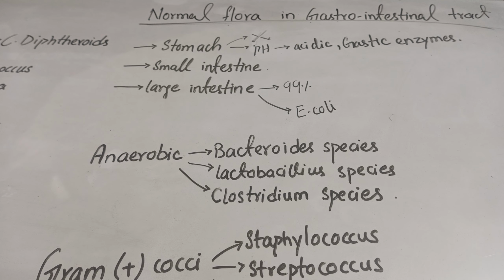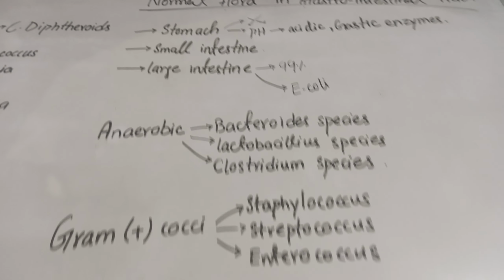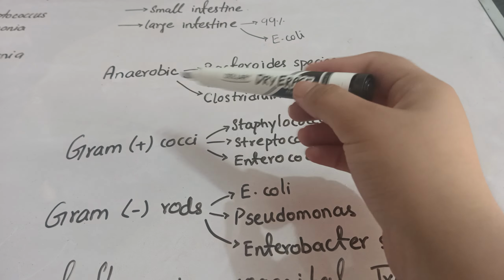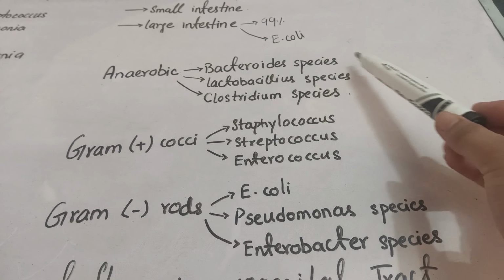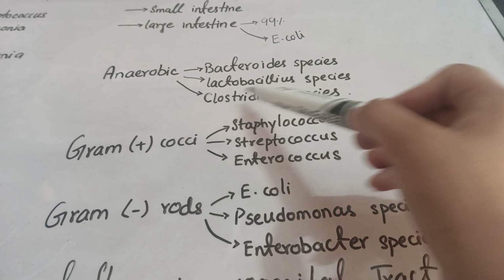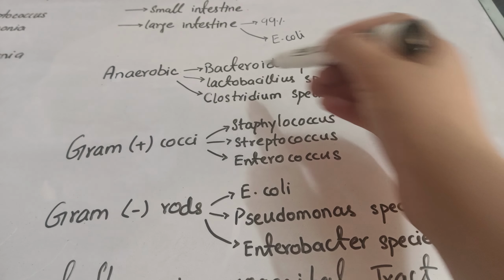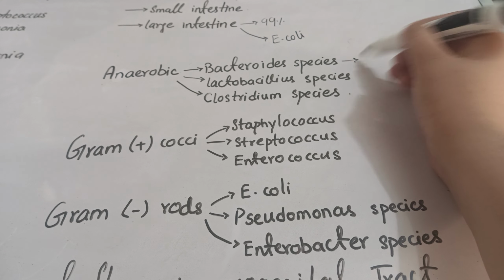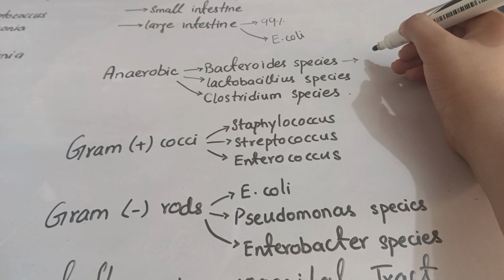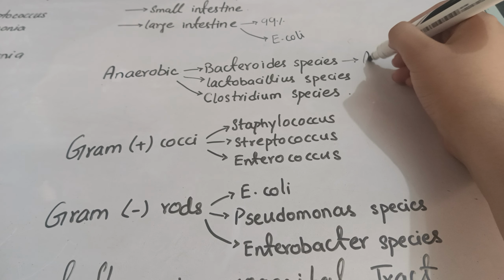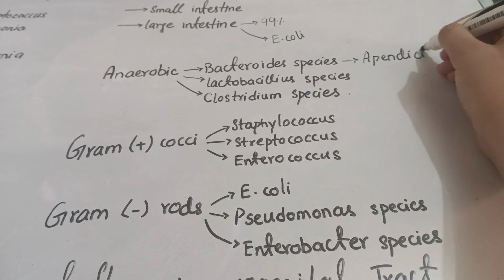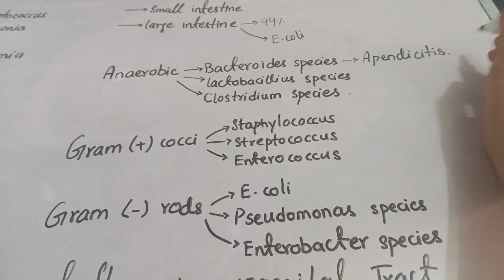Now let's see what kind of bacteria are present here. First are the anaerobic bacteria. Here Bacteroides species, Lactobacillus species and Clostridium species are present. These bacteria species are responsible for causing a disease called appendicitis.